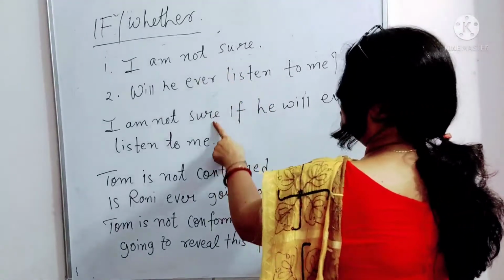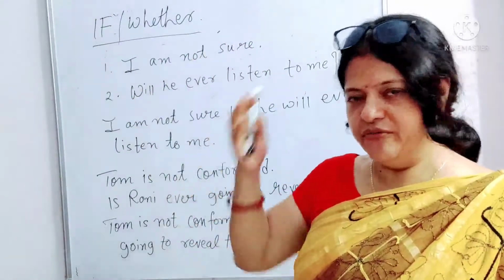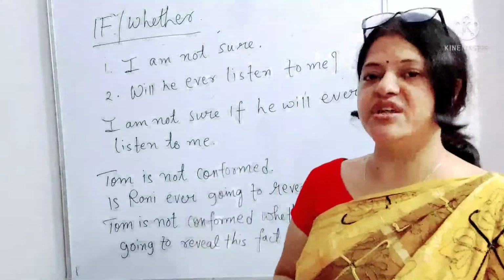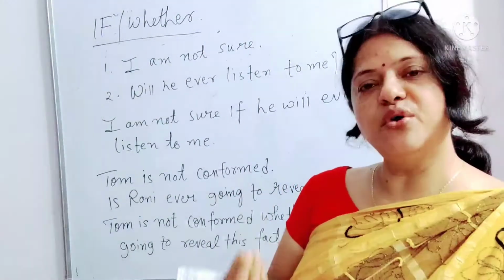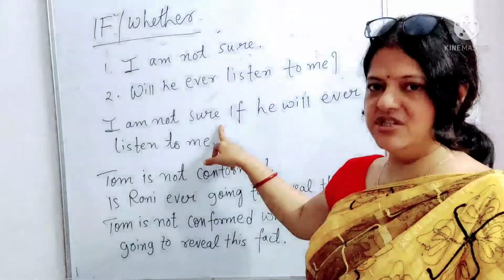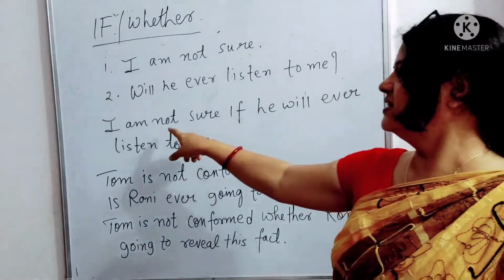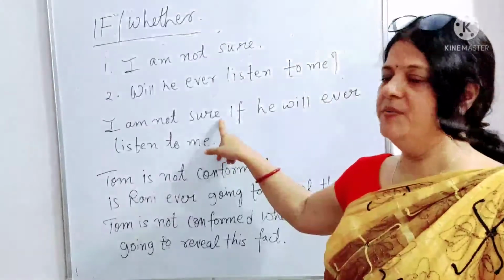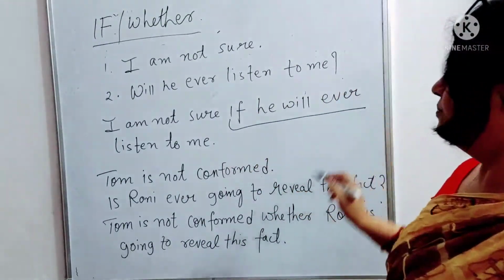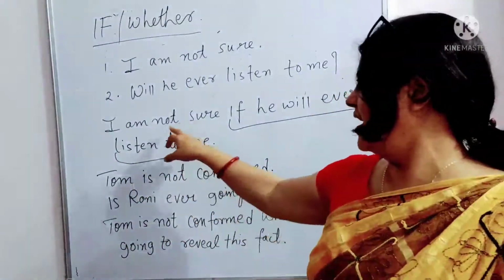This first sentence has become the principal clause, then we have added this conjunction, if or whether, whatever you choose to write, and then we write the second sentence making it an assertive sentence. So instead of an interrogative sentence, we make it an assertive sentence. I am not sure is the principal clause, and if he will ever listen to me is the subordinate clause, which has come as an object to the verb, I am not sure.